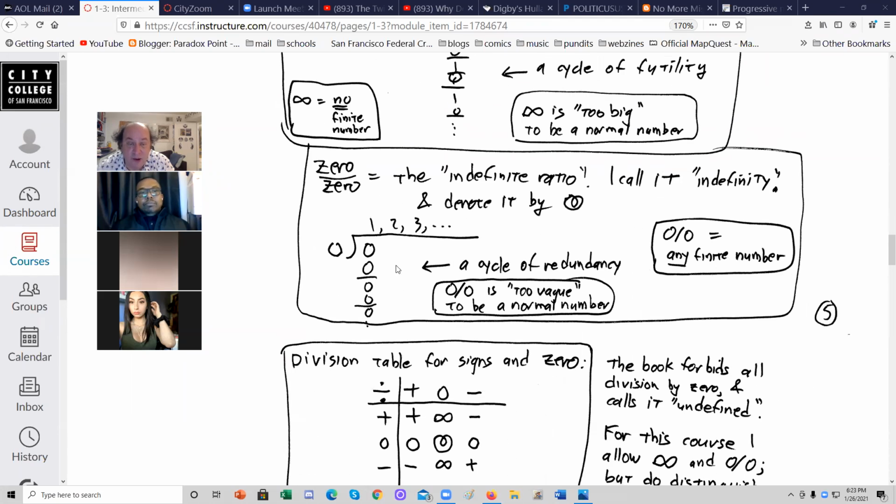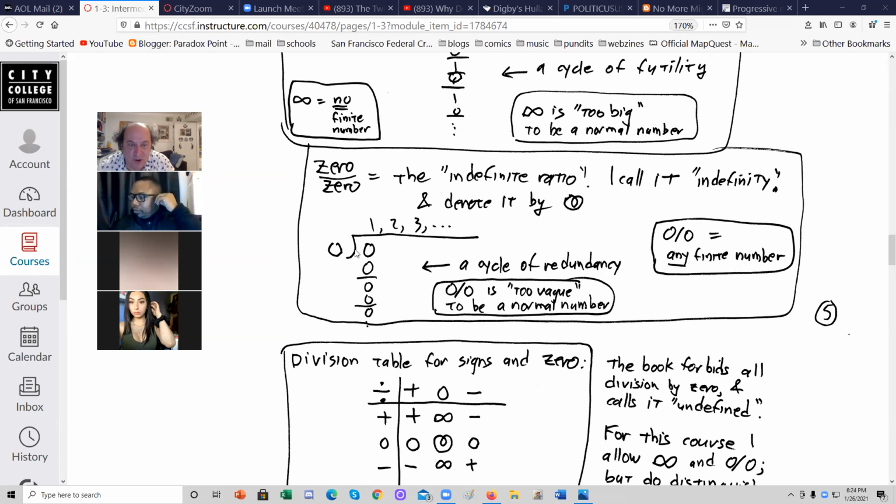Now, if you take 0 divided by 0, that's called the indefinite ratio. I call it indefinity. That's my name for it. It doesn't have a name of its own. It doesn't have a symbol of its own, which I think is a shame. And so I think of it as a sort of an infinity sign turned inside out like a sock. This shape is called a cardioid, meaning heart-like.